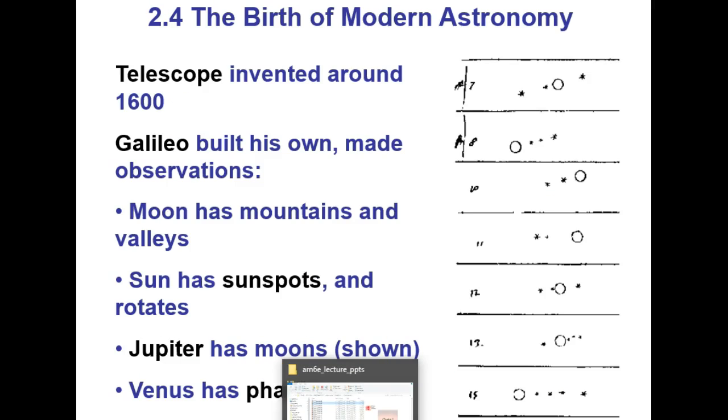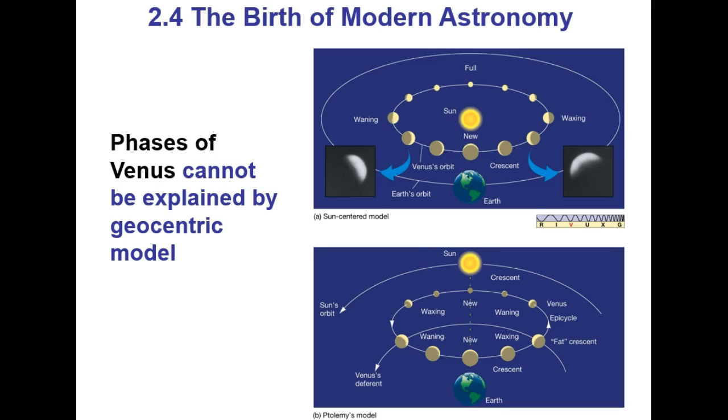The birth of modern astronomy. The telescope was invented around 1600. Galileo built his own and made observations. The Moon has mountains and valleys. The Sun has sunspots and rotates. Jupiter has moons, and Venus has phases. Phases of Venus cannot be explained by the geocentric model.